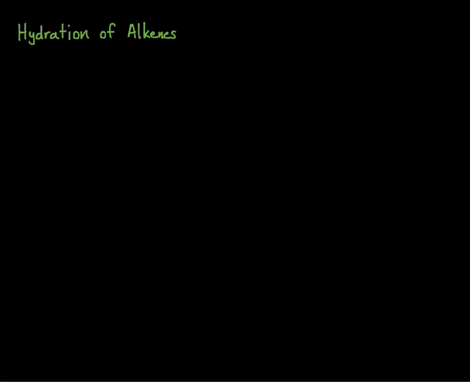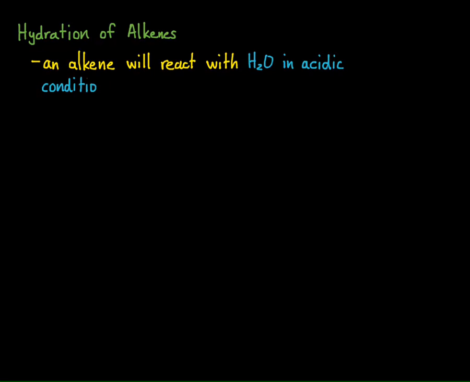The next reaction that we're going to look at is the hydration of alkenes. This happens when an alkene reacts with water in acidic conditions, and the product of the reaction is an alcohol. We saw that when alkenes react with hydrogen halides, the product was an alkyl halide. And now we're going to learn how to make alcohols.